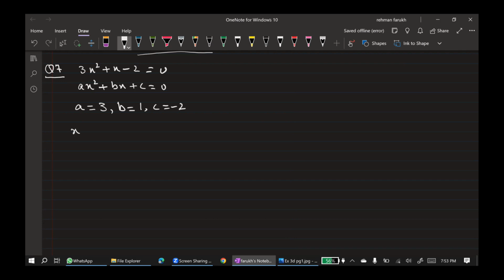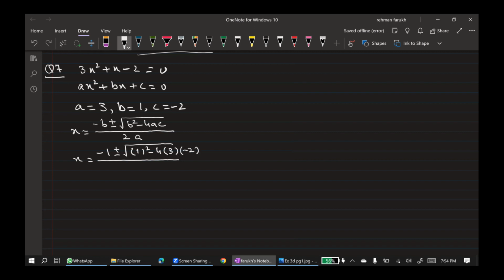Now we will write down the quadratic formula. X is equal to minus b plus minus under root b square minus 4ac over 2a. Now I will put the values of a, b and c into the given equation. Minus from the formula, 1 the value of b, plus minus under root 1 square minus 4 into a is 3 and c is minus 2, divided by 2 into 3.